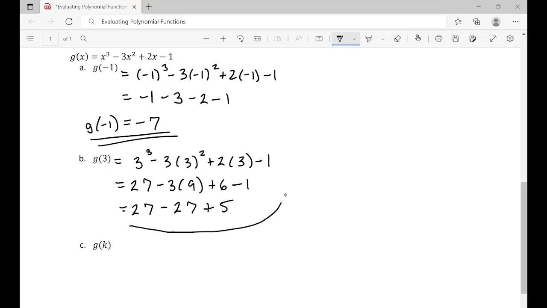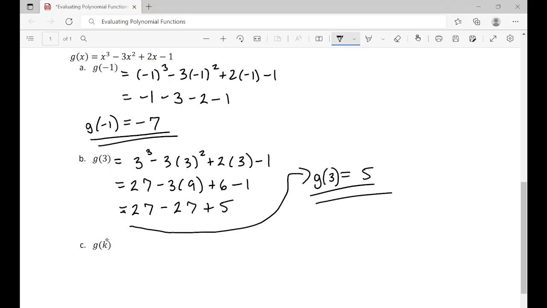And I'll just give myself a little bit more room over here. So 27 minus 27 is 0. So we're going to end up just getting a 5 as our answer. So g of 3 is 5.